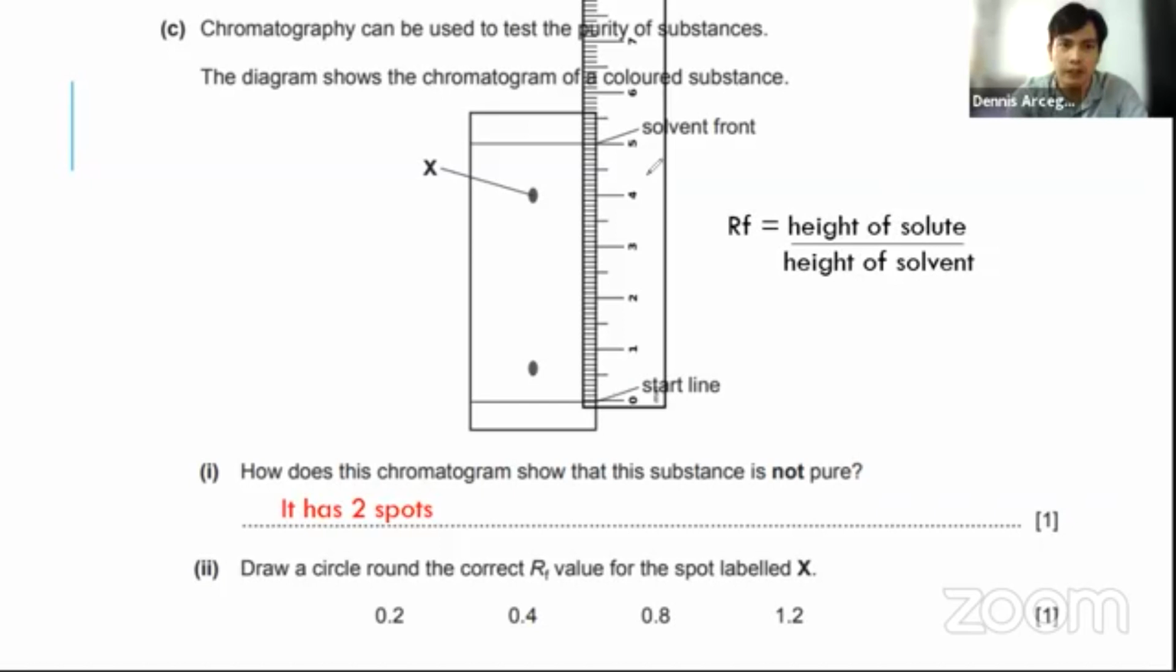Okay. So since you don't have questions, let's proceed to the next one. Teacher, is the Rf value always less than 1? Yes, it's always less than 1 because the ink or the color will always be under the solvent. It's just this dye, this color, traveling together with the solvent. So it cannot pass through the solvent. It's just going with that.